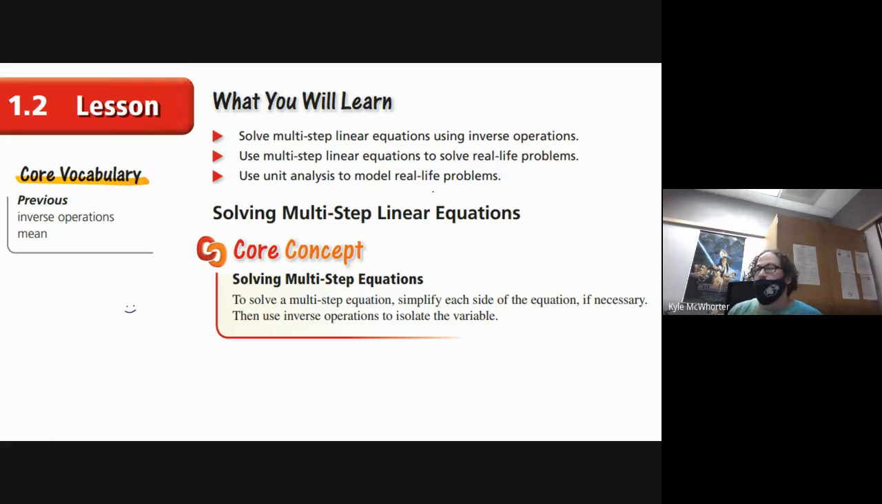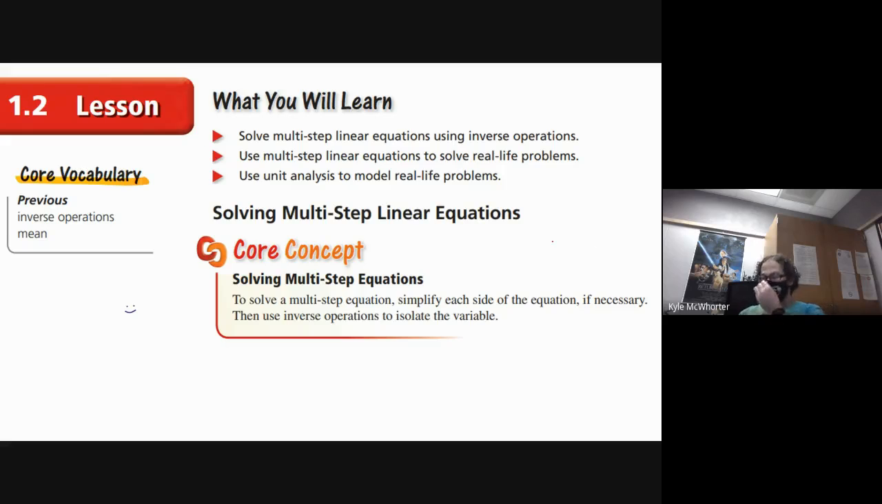Okay, so we are doing lesson 1.2 now, where we're going to solve multi-step linear equations. In the last lesson we solved equations that only required one step, and the one step that we did was an inverse operation. We looked at whatever operation was happening to the variable, and then did the inverse operation in order to get the variable by itself. Now we're going to look at problems that take more than one step to solve.